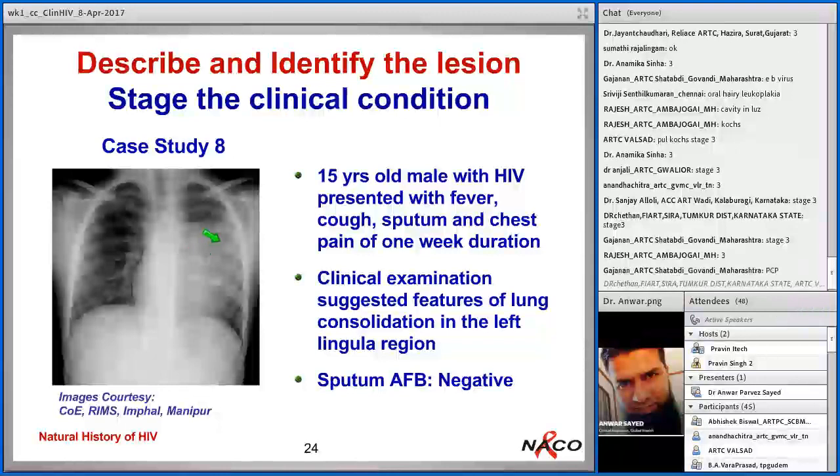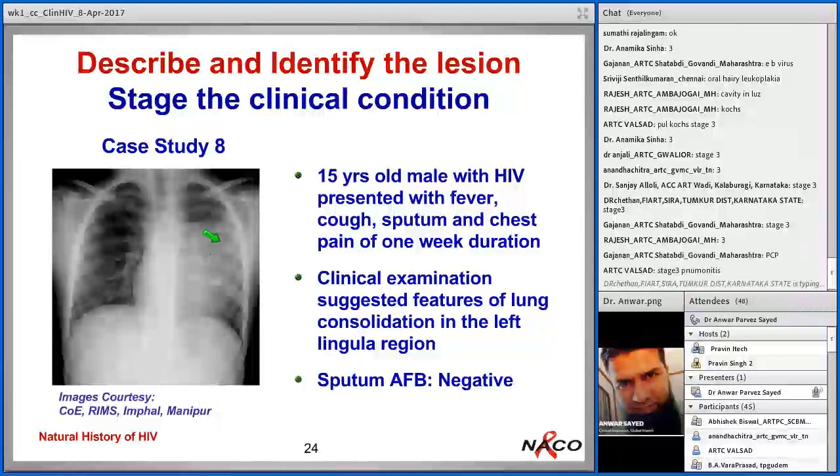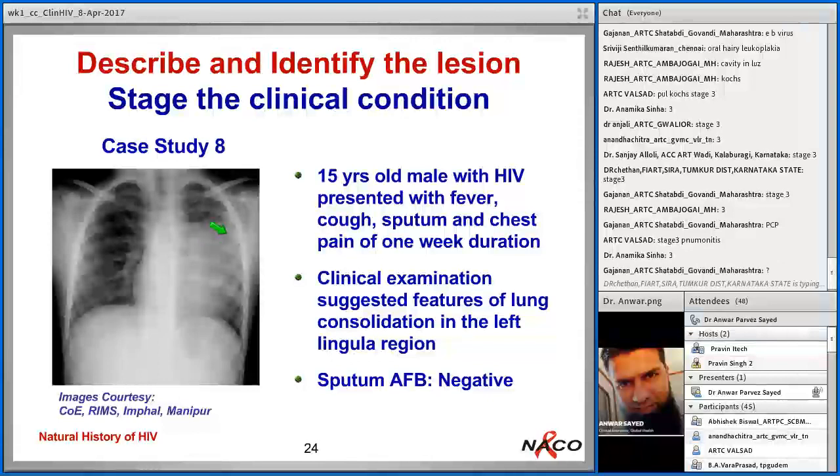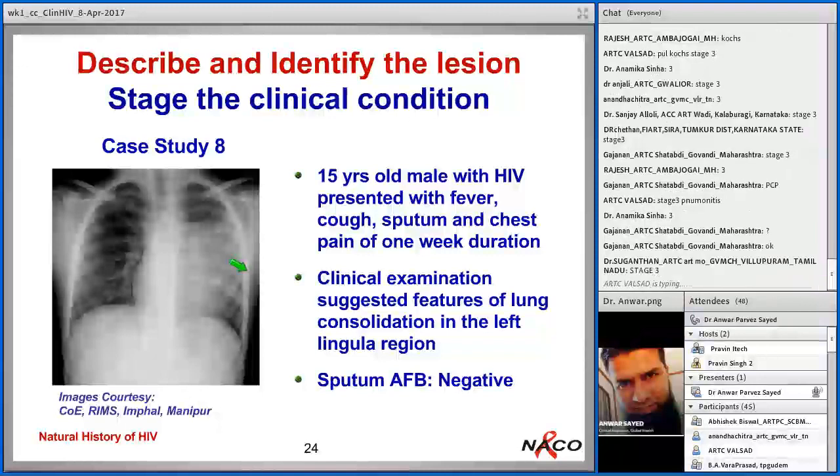This is an X-ray of a 22 years old male with HIV presented with fever. You can see a cavity, if you can appreciate, on the left upper zone, most probably a cavity because of TB, and if it is pulmonary TB, it will form WHO clinical stage 3 exactly.